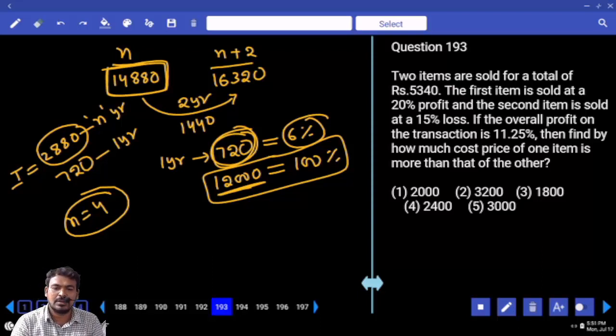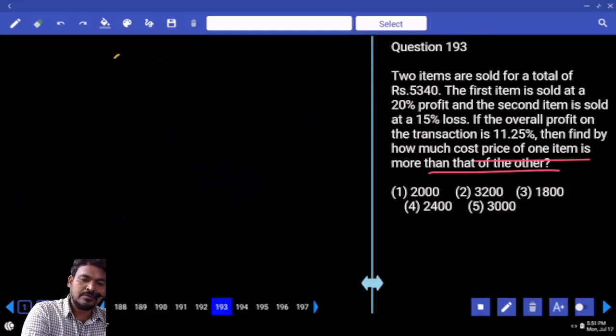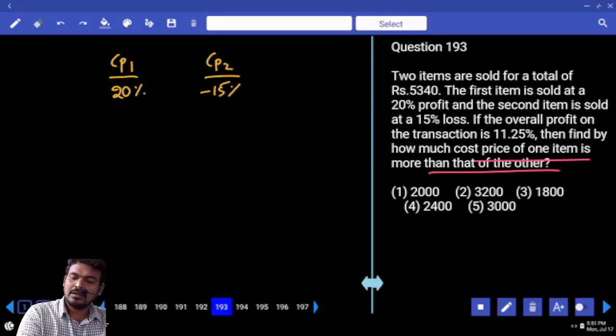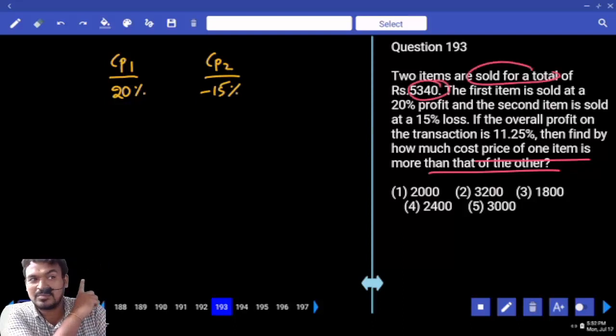Next, 193. 2 items are sold for a total of 5,340. The first item is sold at a profit of 20% and the second item is sold at a loss of 15%. If the overall profit on the transaction is 11.25%, find how much the cost price of one item is more than that of the other item. Means we require the cost price difference or the selling price difference? Cost price difference. On CP1, what is the profit percentage given? 20%. On CP2, what is the loss percentage given? 15%. Sold for 5340, is it the total selling price or cost price? Total selling price.